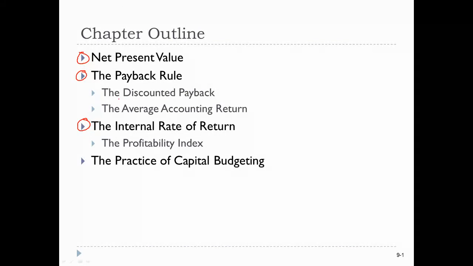The others that appear in the chapter, the discounted payback, average accounting return, and profitability index as well, we will not worry about. Those topics have been excluded from the reading assignment. I may mention why, as we go along, why we're not bothering with those, but in any case, you don't have to be responsible for any calculations that relate to those sections of the textbook.